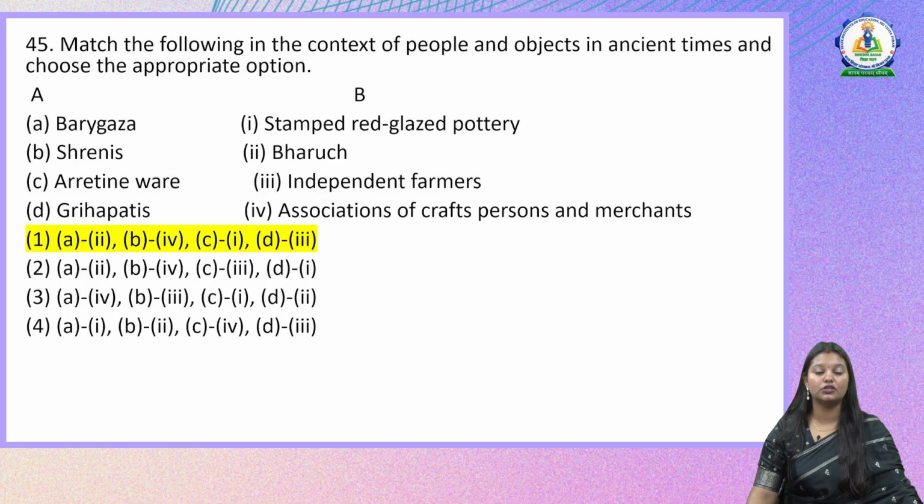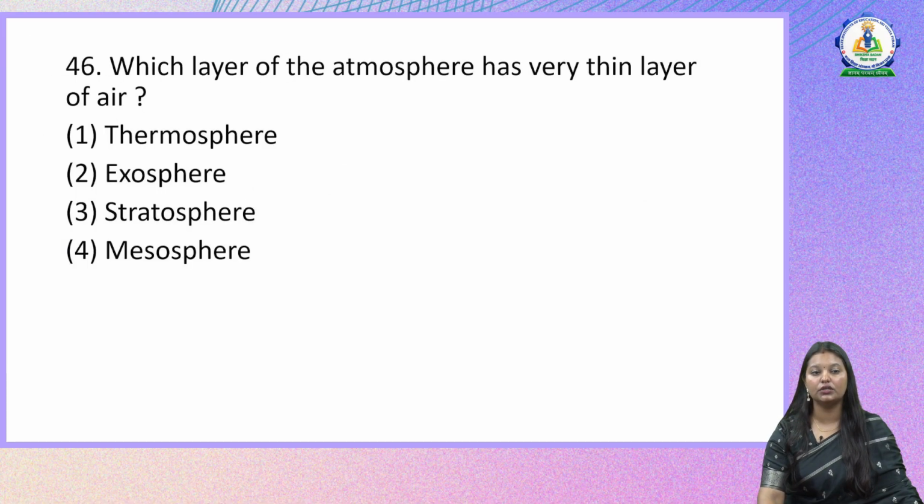A is connected to 2. B. Shrenis is association of craft persons and merchants. C. Arentine ware is stamped red glazed pottery. And Grihapatis are independent farmers. So this is also an important concept when it comes to preparation of CTET exam. Let us look at the next question.